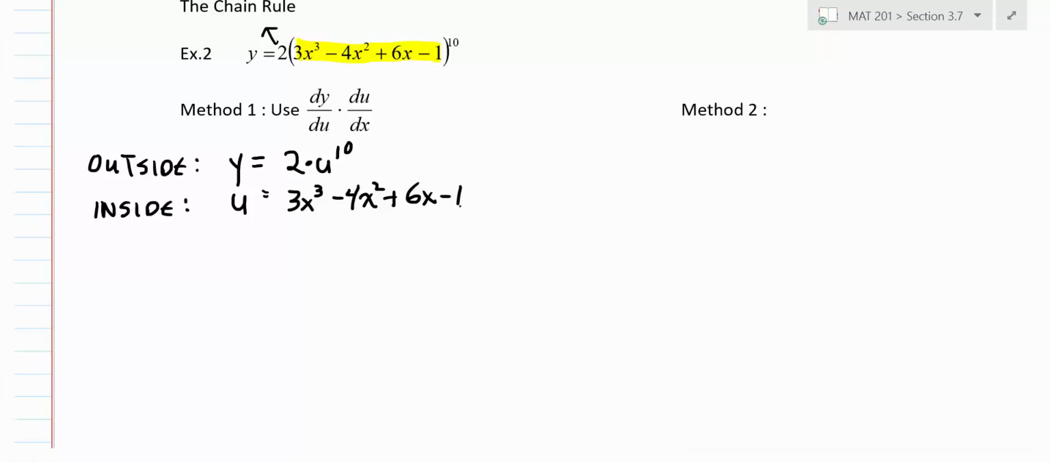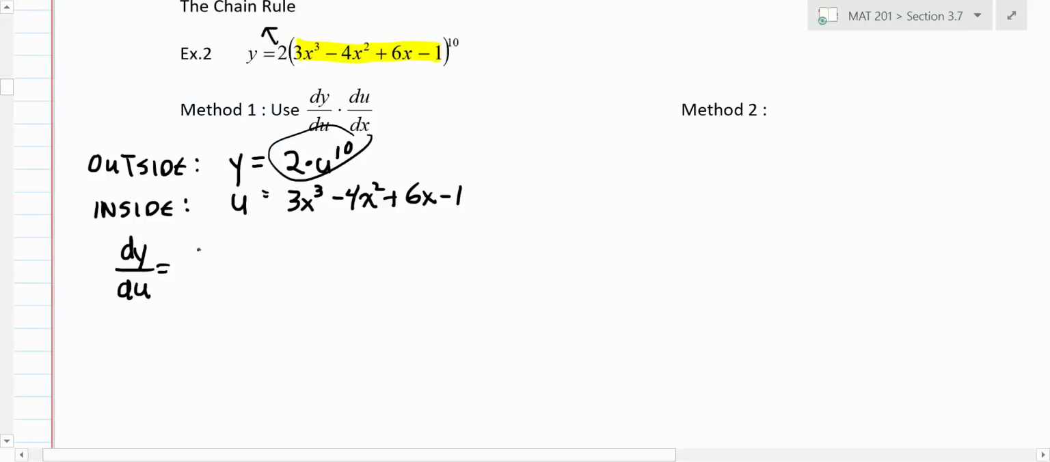Okay, everybody solid with that? Okay, all right. Now, here's what you do. When you do the chain rule, you got to do 2 things. You got to do dy over du. See, the variable is u, right? So what's the derivative in your head of 2u to the 10th? 20u to the 9th, right? That's a basic power rule. You know that. So that is 20u to the 9th like that.